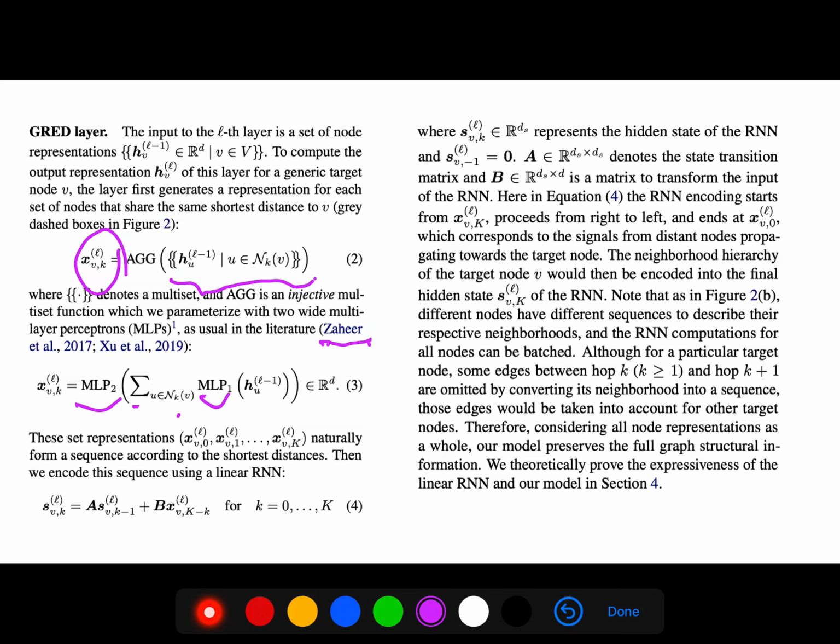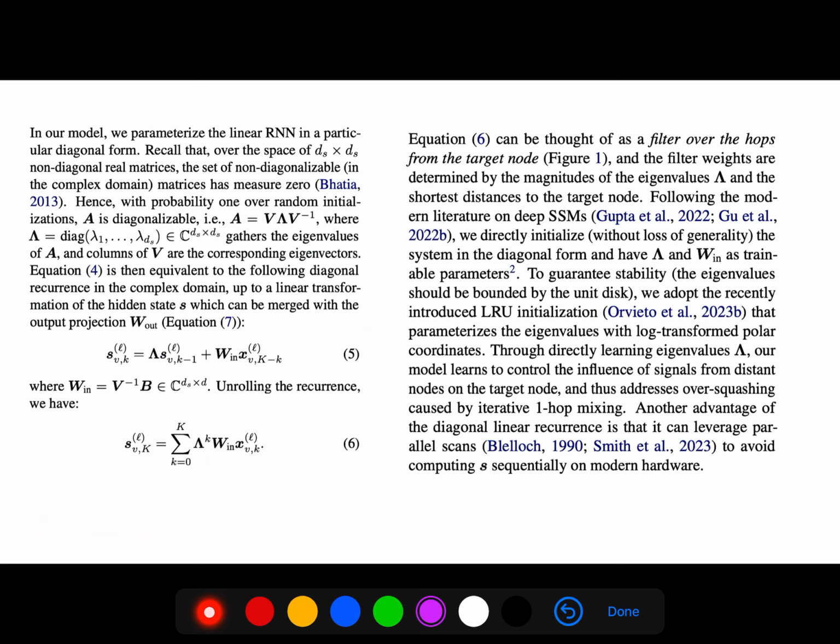But this set of representations naturally forms a sequence according to the shortest path. So we encode them like a linear RNN, and S represents the hidden states of the RNN. With probability 1 over random initializations, A is diagonalizable, and lambda, the diagonal matrix, gathers the eigenvalues. So we can represent it like this in a better form.